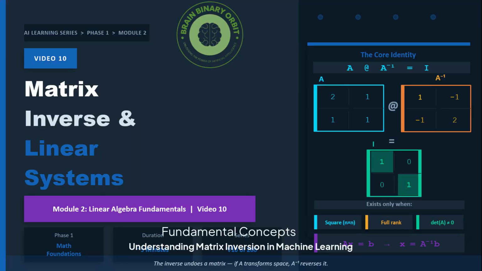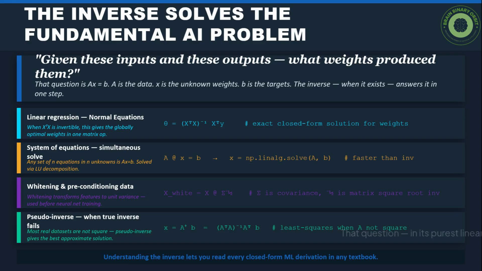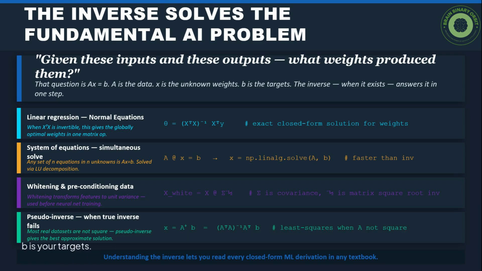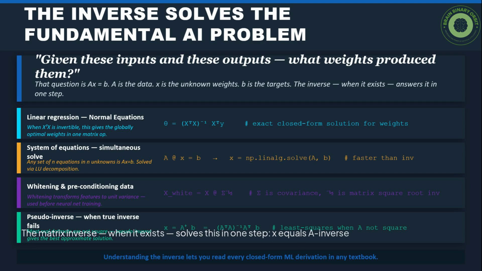Here is the fundamental question behind every machine learning model. Given these inputs and these outputs, what parameters produce them? That question, in its purest linear form, is A times X equals B. A is your data matrix. X is the unknown weights. B is your targets. The matrix inverse, when it exists, solves this in one step. X equals A inverse times B.